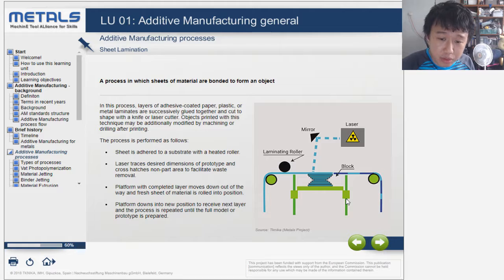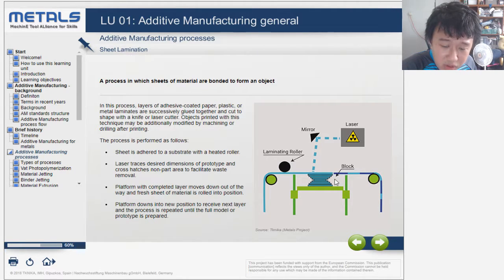Sheet lamination, a process in which sheets of materials are bonded to form an object. So this is something that I don't see so often, but I know that it's there. Maybe it's just too ahead of its time, but yeah. In this process, layers of adhesive coated paper, plastics, or metal laminates are selectively glued together and cut to shape with a knife or laser cutter. Objects printed with this technique may be additionally modified or machined or drilled after the printing.